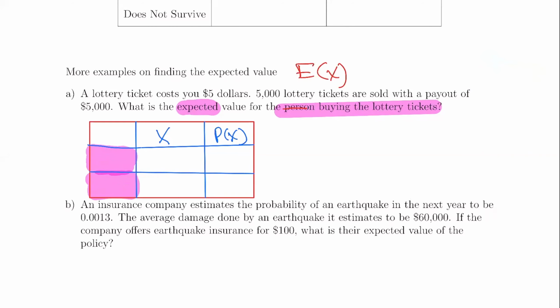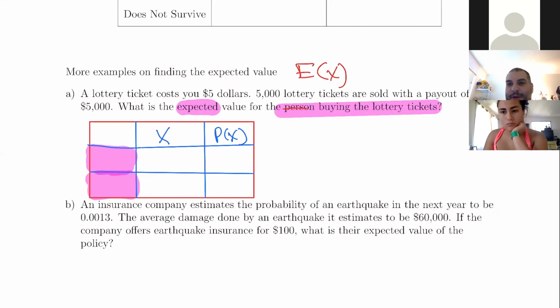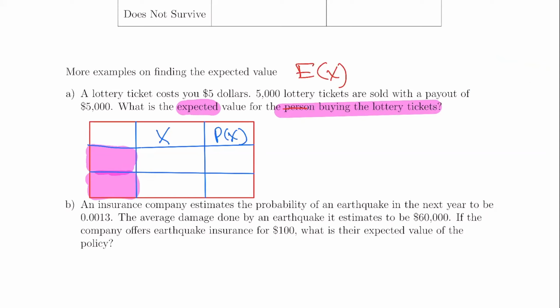All right. Let's figure out what to put for P of X. For P of X, we first want to figure out what are the two different outcomes that could occur. In this problem, the two different outcomes are either the person is going to win the lottery or the person is going to lose the lottery. So that's what we're going to put. They could win, but they could also lose.